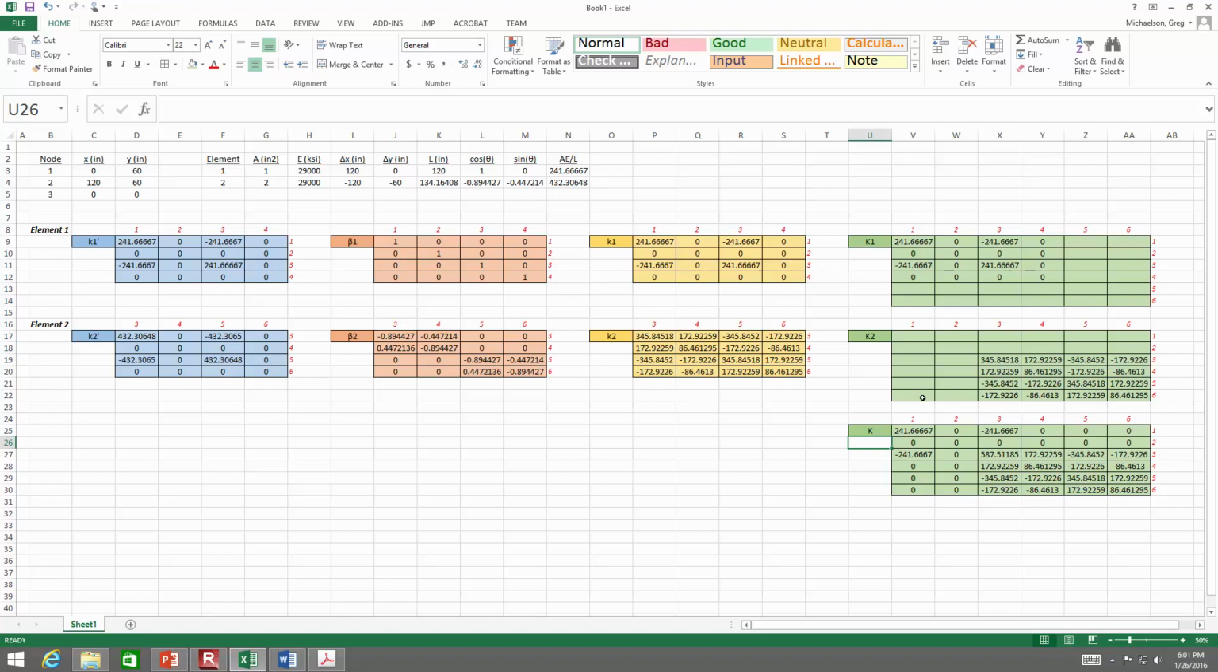Here's entry 3, 1. Here's entry 1, 3. See that? They're identical. Let's pick one. 5, 2 is 0. 2, 5 is 0. 6, 3, negative 172.9. 3, 6, negative 172.9. Does everybody see that? That's your indication that what we have done is correct. Is everybody okay with this?